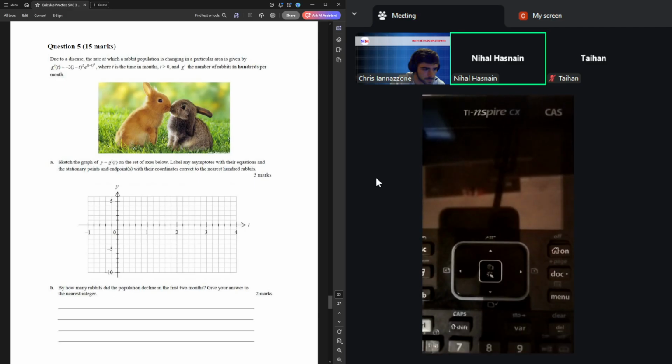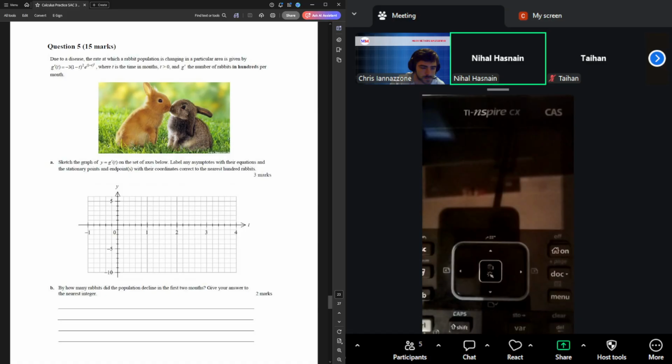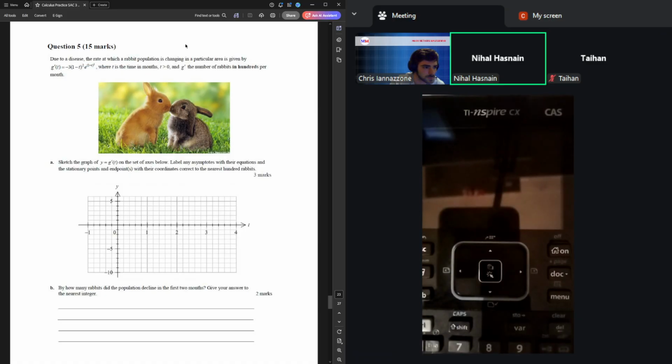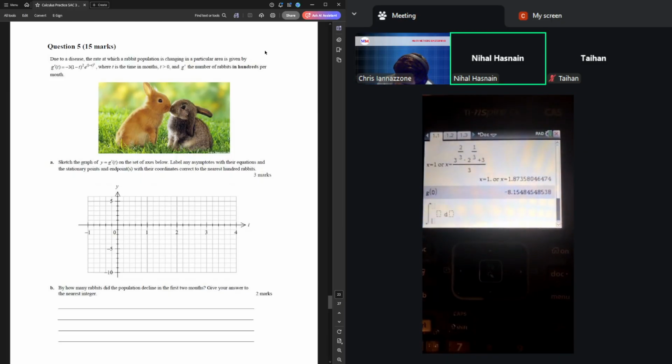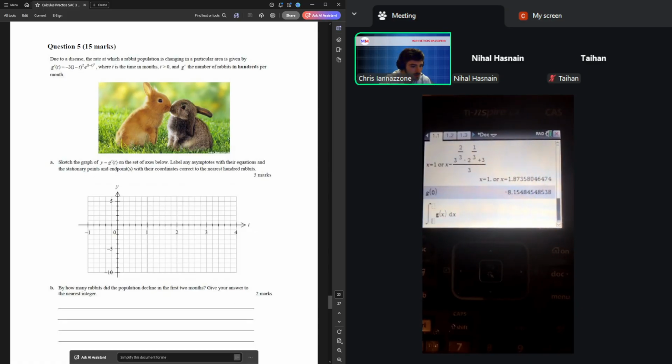So it's the number of rabbits lost. Mm-hmm. So maybe the area between the graph and the x-axis, multiplied by 100. Yeah, because it's rabbits per 100. Yeah, that's exactly what it is. That's the fastest way of doing this, which is going straight to the integral itself.